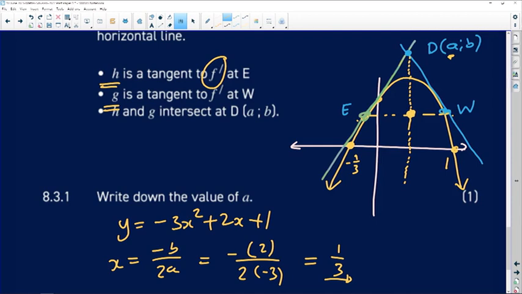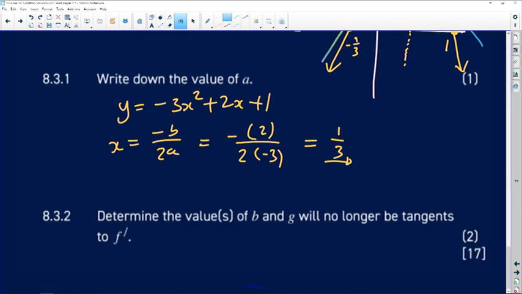Right. And then the last question here says we need to determine the value or the values of B and G, where G will no longer be a tangent to the graph. So we want some number B, the y coordinate of that particular point where these two things meet each other, where those lines will no longer be tangents. And by inspection, you can clearly see that that's going to happen when B is smaller than 4/3. Very, very simple to see this.